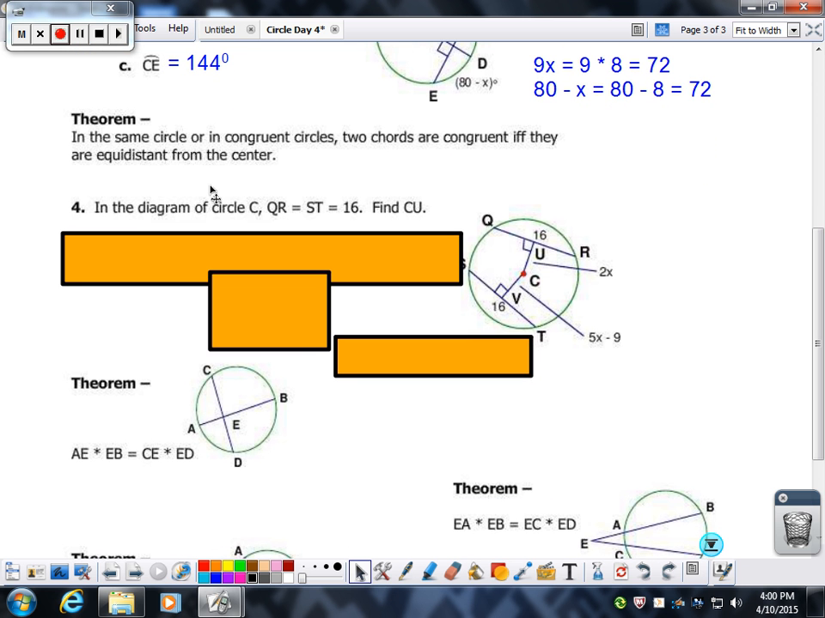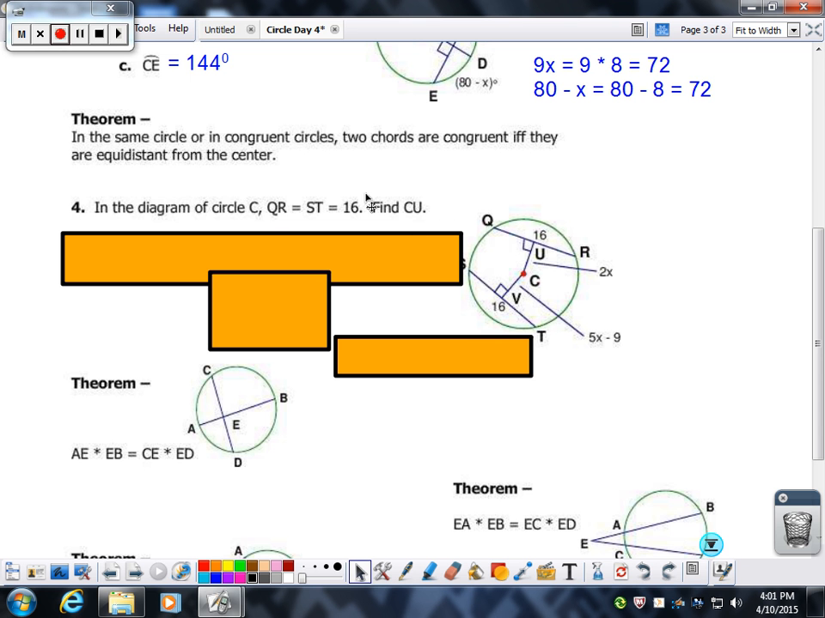Our next theorem. In the same circle or in congruent circles, two chords are congruent if and only if they are equidistant from the center. Now you remember back in the past when we measure the distance from a point to a line, we have to use a perpendicular. So that's why you'll see perpendiculars here. But what we know here is in circle C, QR is equal to ST, and they're both 16 units long. We need to find the length of CU.